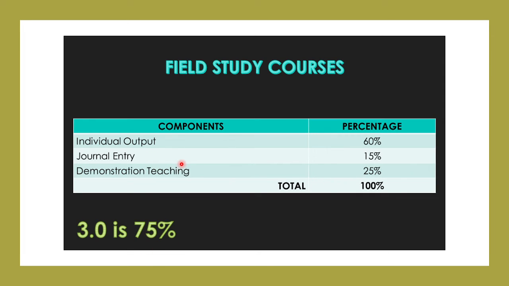Journal entry, every activity you have to write your journal. So that is 15%. Okay. And the last one would be demonstration teaching. Okay. So again, that is a total of 100%.